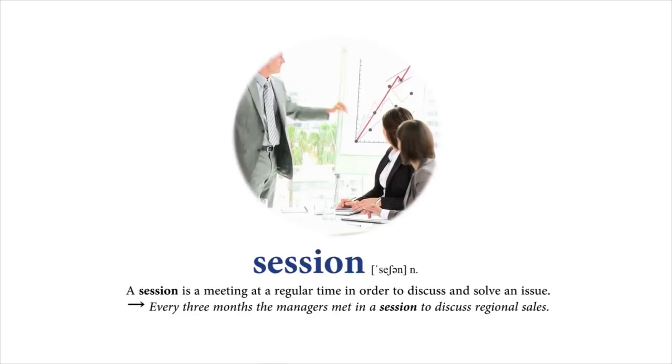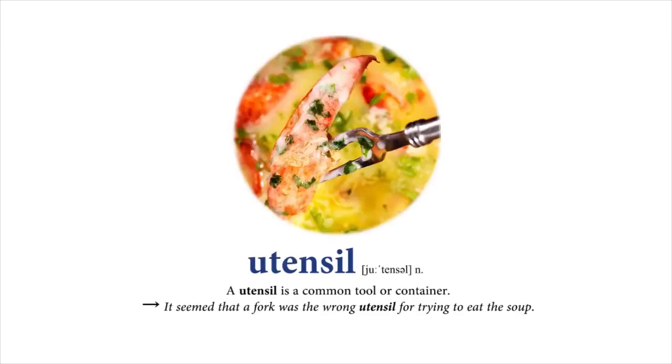Session. A session is a meeting at a regular time in order to discuss and solve an issue. Every 3 months, the managers met in a session to discuss regional sales. Utensil. A utensil is a common tool or container. It seemed that a fork was the wrong utensil for trying to eat the soup.